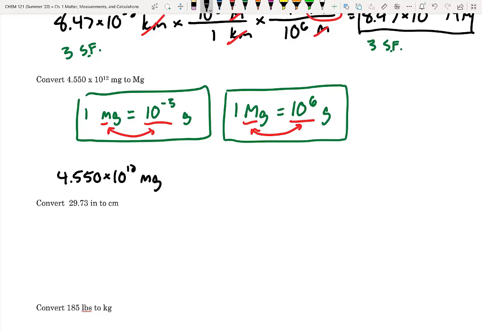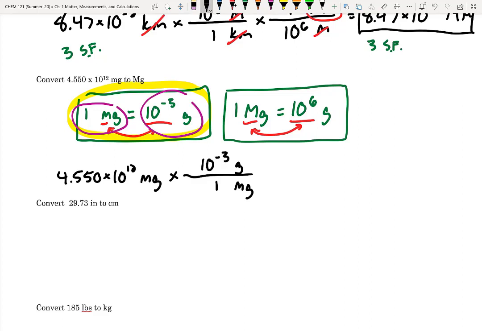Now we're set up to do the math. I'm going to multiply by a fraction, and I want to get rid of milligrams, so I'll put that on the bottom. That way it cancels out. We would need to use this conversion factor because it's the only one that has milligrams with the lowercase m. That means we must partner it with grams, which will go on top. And 1 will go with milligram, so I'll put that on the bottom. And 10 to the negative 3 will go with the gram unit right here. Now we've canceled out milligrams, and we've got grams left over.